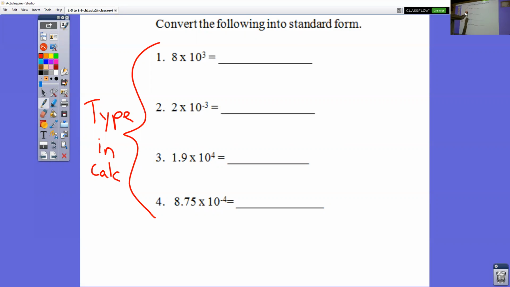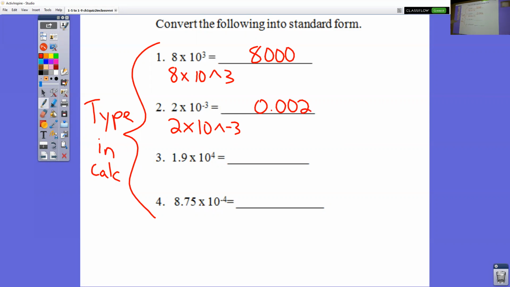So when you go to type it into the calculator, you would type in 8 times 10 caret button 3, you get the number 8,000. 2 times 10 to the negative third. Again, type it right exactly how it is into the calculator.